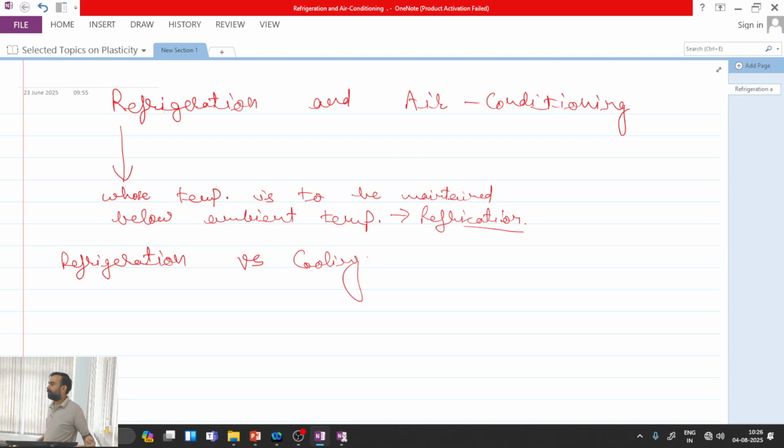In case of cooling, for example, you have a hot water bucket. Say the water is at 70 degrees Celsius. If you just keep it in the surrounding air, what will happen? Slowly it will lose its heat, and the water can go down to the temperature of ambient conditions. Okay. So cooling is nothing but a spontaneous process.